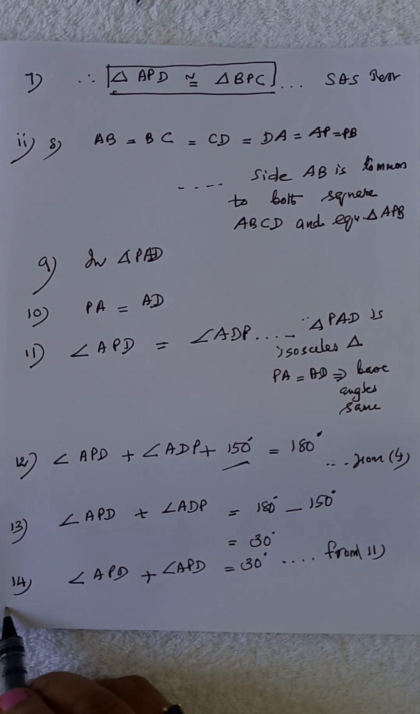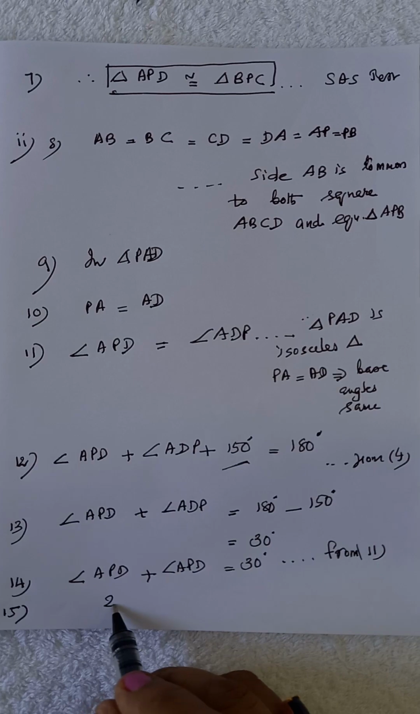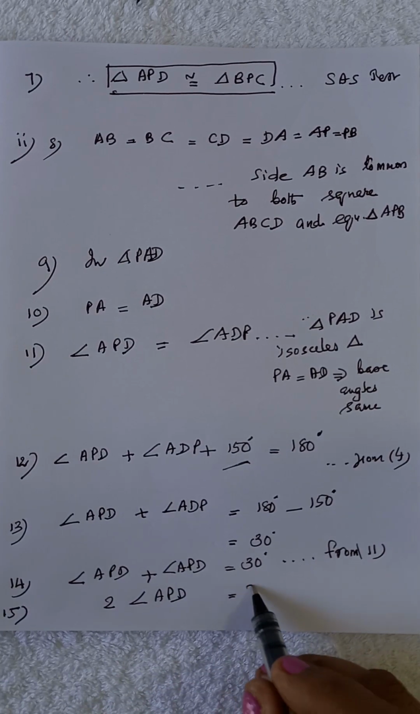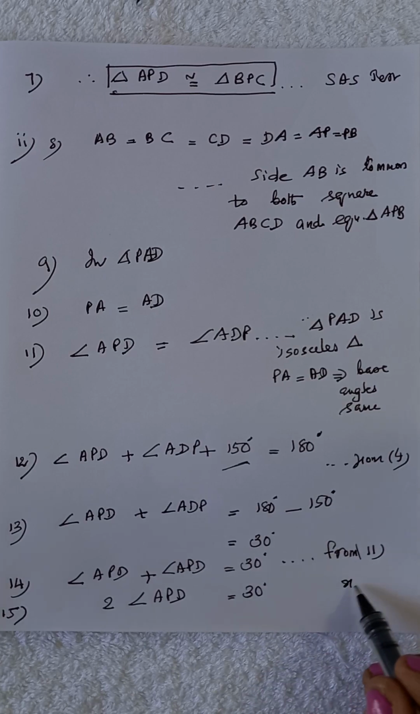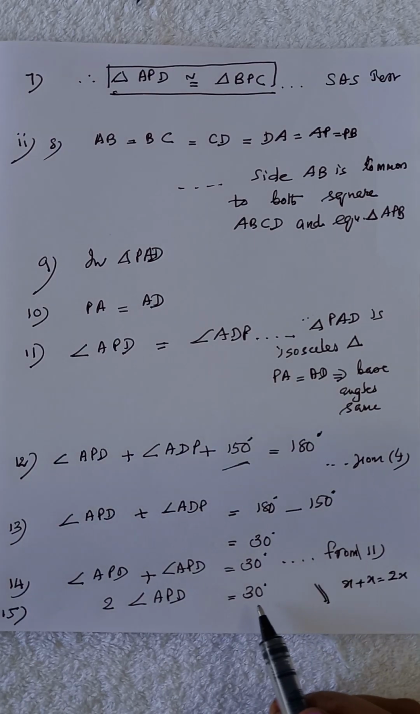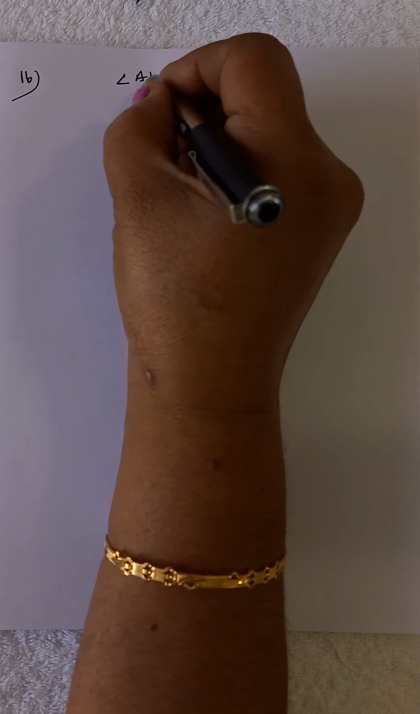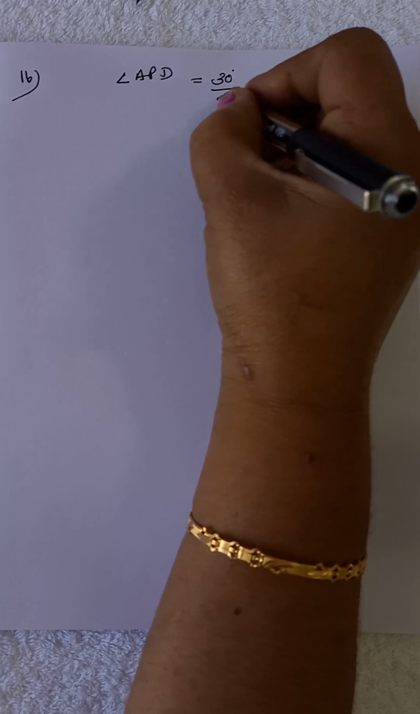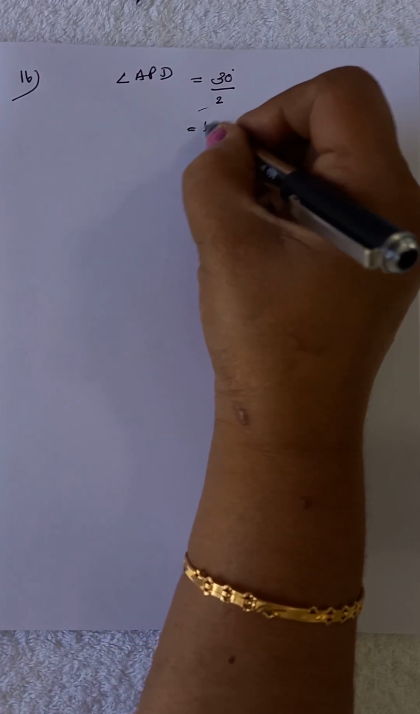Now 15th point is 2 into angle APD is equal to 30 degree, that is x plus x, that is 2x. So what is angle APD? That is 30 degree by 2. So angle APD is equal to 30 degree divided by 2, that is 15 degree.